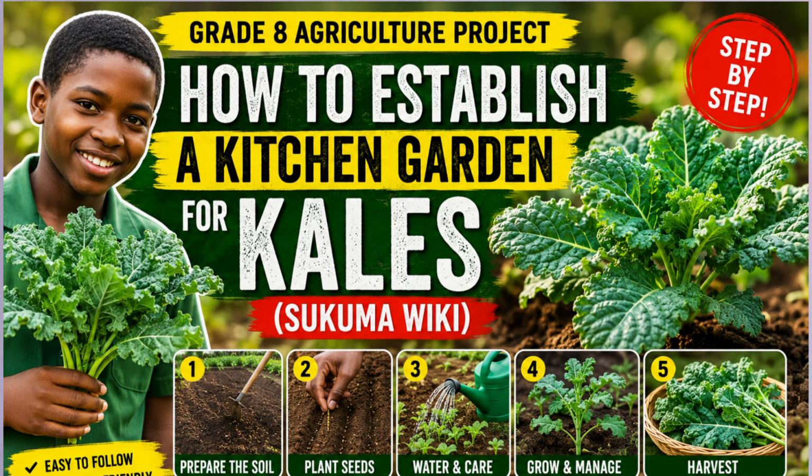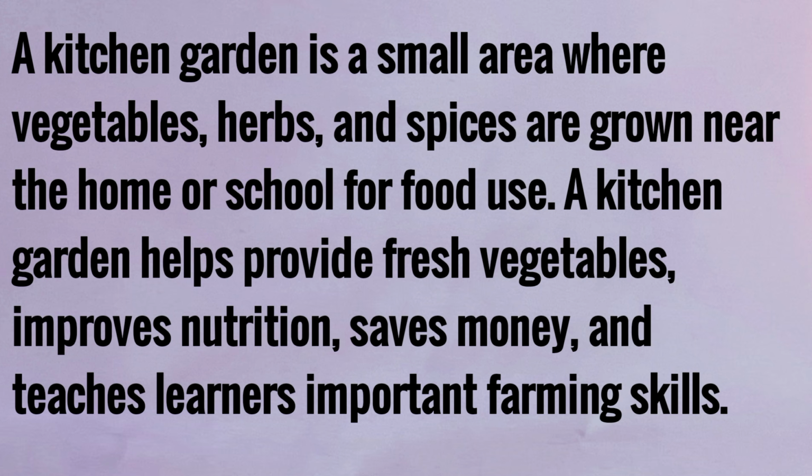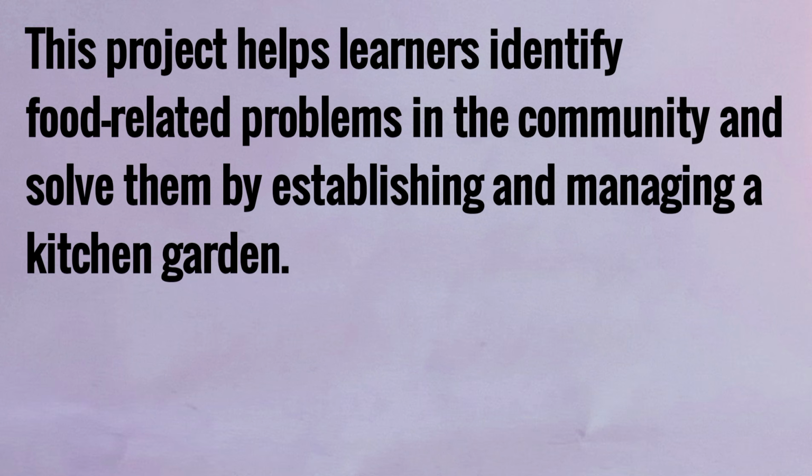You find out that a kitchen garden is a small area where vegetables, herbs and spices are grown near the home or school for food use. Sometimes we find that a kitchen garden will help to provide fresh vegetables, improve nutrition, save money and teach learners important farming skills. This project is going to help learners identify food related problems in the community and solve them by establishing and managing a kitchen garden.